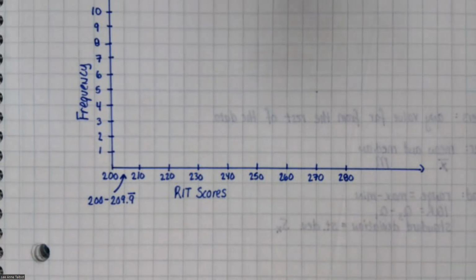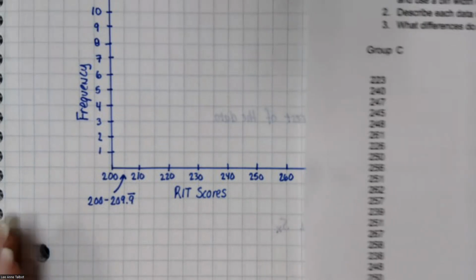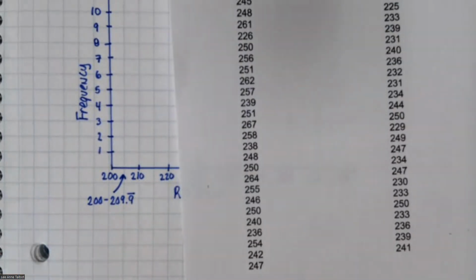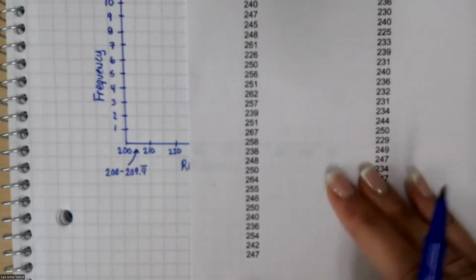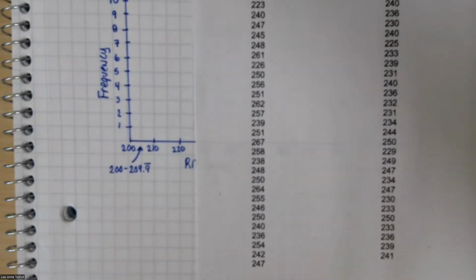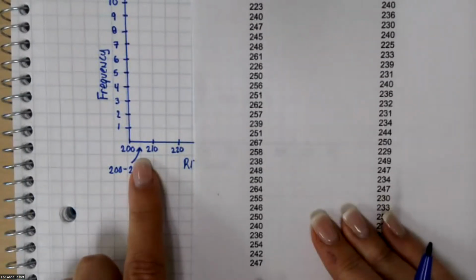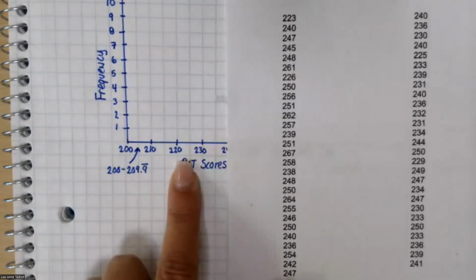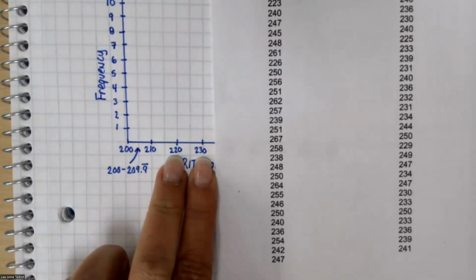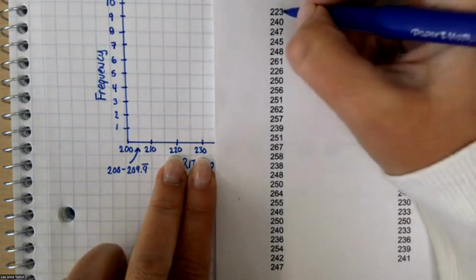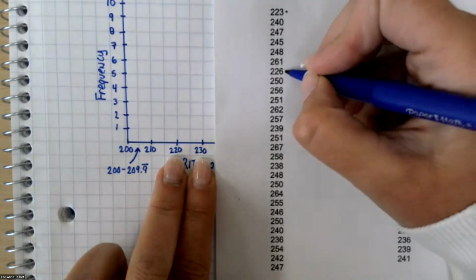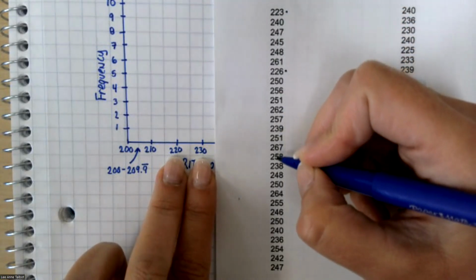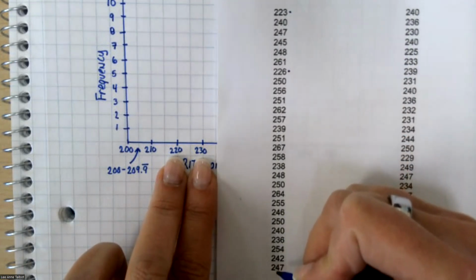Okay, now here we come to the worst part of class where we have to count the numbers because I didn't put them in least to greatest for you. Okay, so do I have any in the 200 to 210 range? Not yet. Any in the 210 to 219.9 repeating? No. Any in the 220 to 229.9 repeating? Yes. Okay, how many? 1, 2, 2.